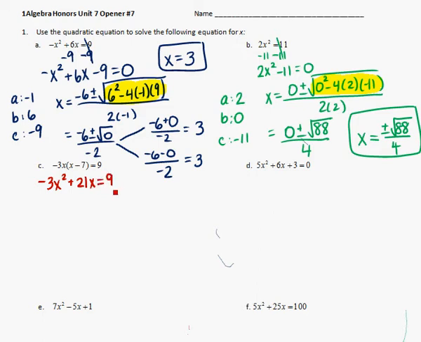Just like the other two examples, I need to get my quadratic equation equal to 0, so I'm going to bring the 9 over. So I have -3x squared plus 21x minus 9 equals 0. So my a is -3, my b is 21, and my c is -9.